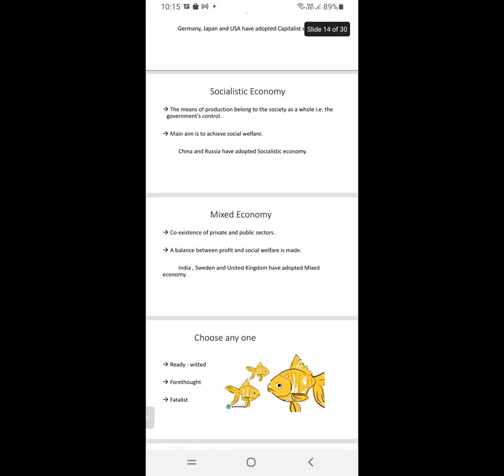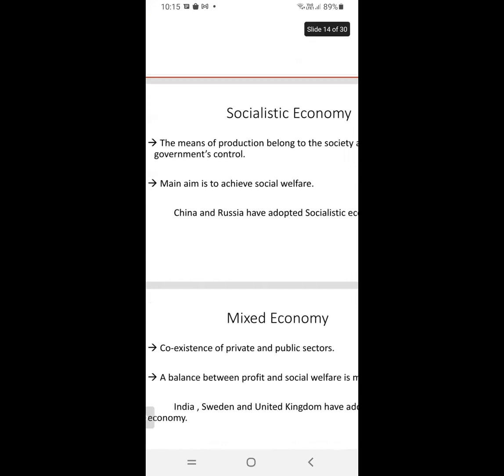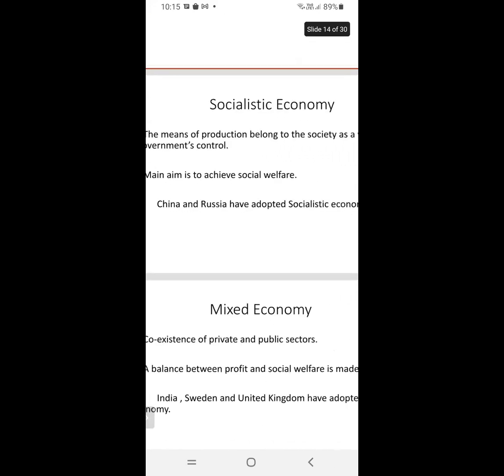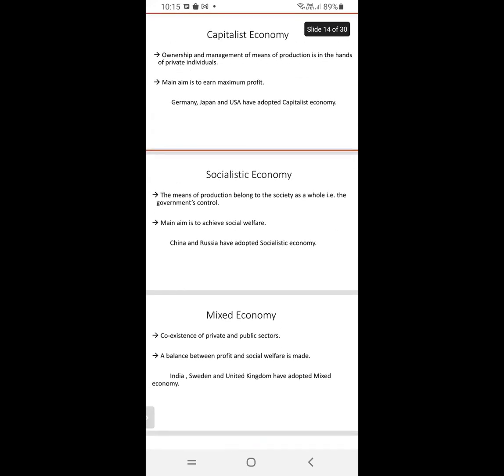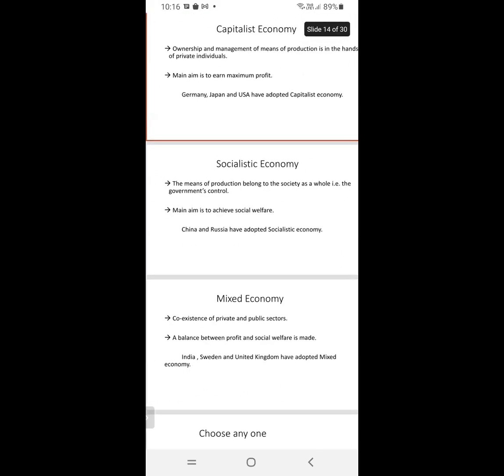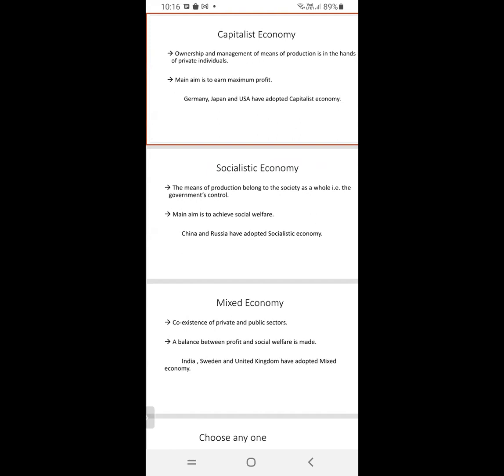Next one is the socialistic economy. In this, the means of production belong to the society as a whole. The government controls, like military government. China is following that, like that country. Soviet Union also had military government rule. The common people will not get more freedom. The main aim is to achieve social welfare. China and Russia have adopted the socialistic economy. Everything is controlled and managed by government enterprise.